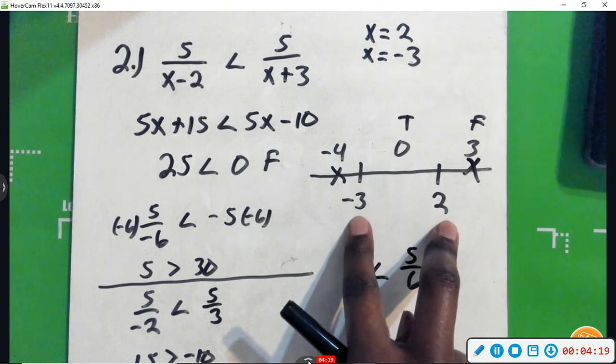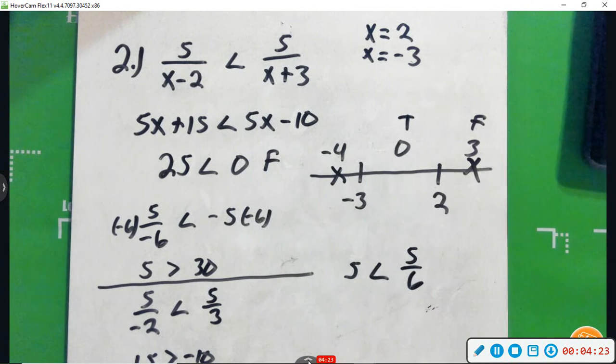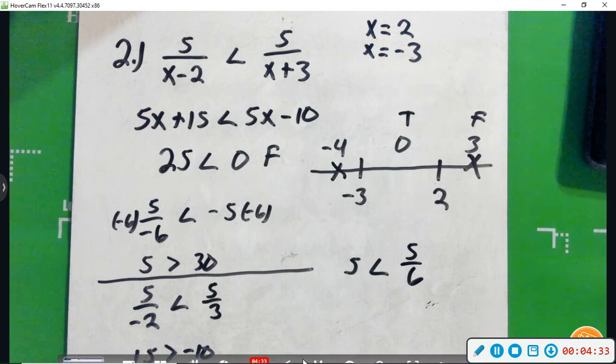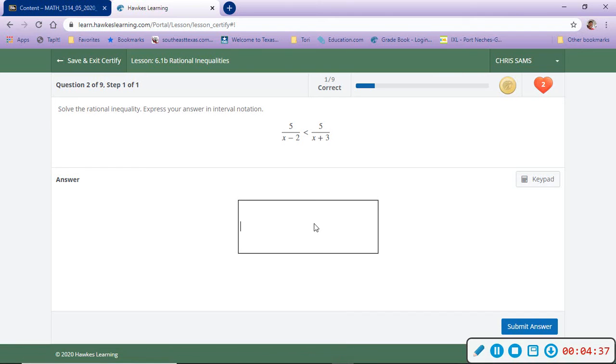So it looks like between -3 and +2 will be our answer. So we're going to do -3 to +2. Uh-oh. Don't need another parenthesis.